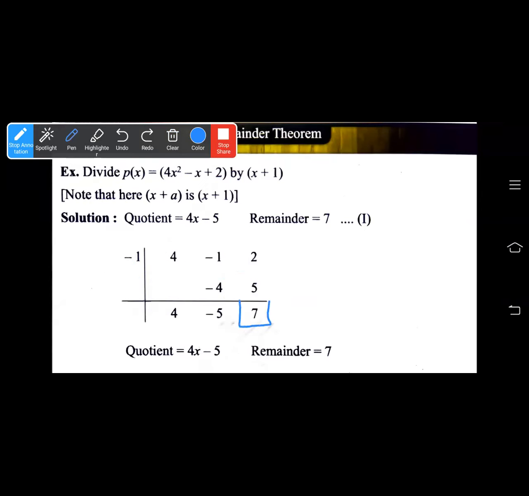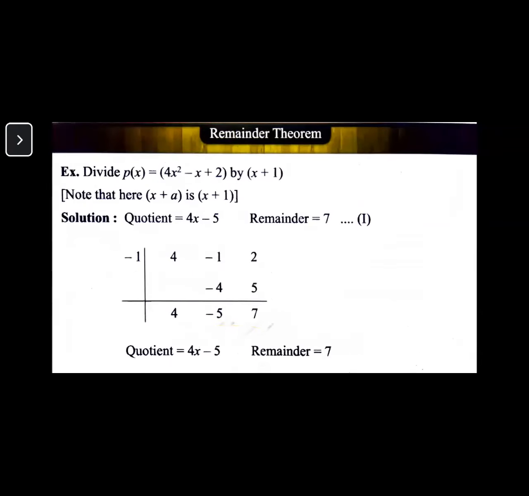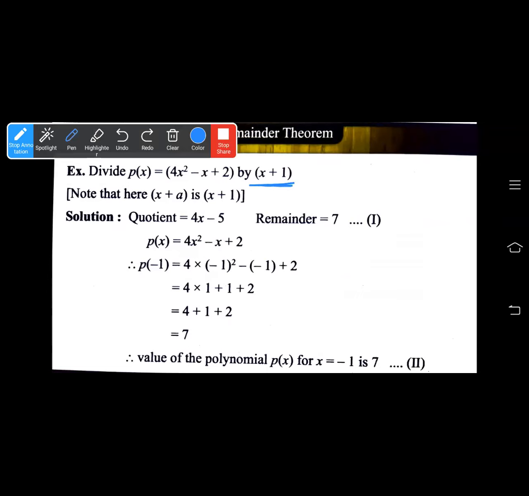Here also, in the same method, the remainder is 7, and the quotient is 4x minus 7. In the previous method we got quotient 4x minus 5 and remainder 7, and in synthetic division also we got the remainder 7. So you might think, why is the teacher telling the same thing again and again? When we are finding the value of the polynomial for x equal to minus 1, here also you have to use the opposite sign of plus 1 and put it in the dividend.